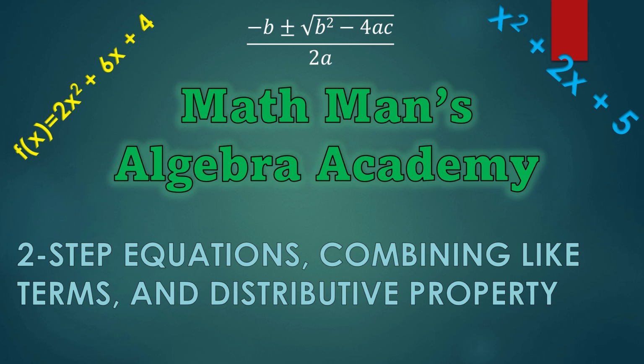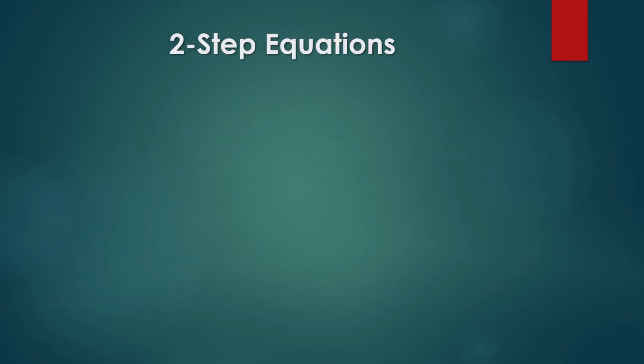This episode we're looking at two-step equations, combining like terms, and distributive property. Let's just jump right in. First we're going to start talking about two-step equations. Now an equation obviously has an equal sign.